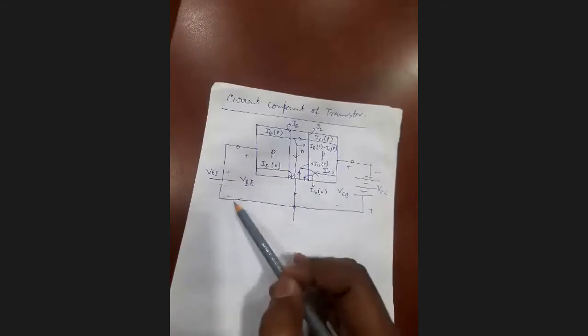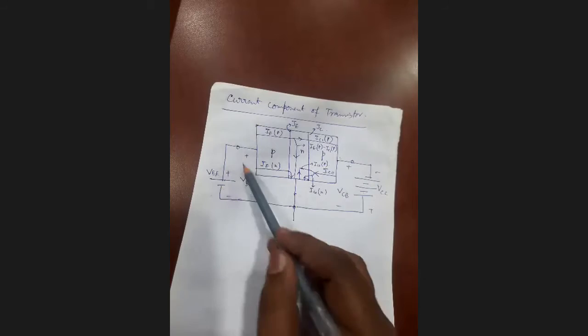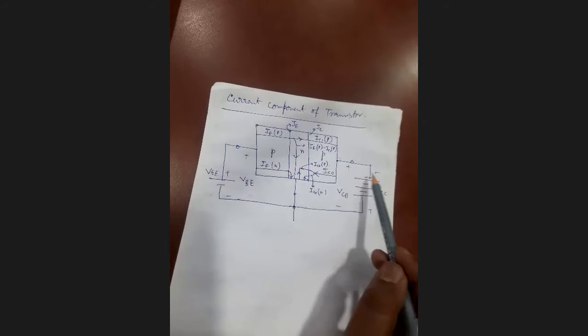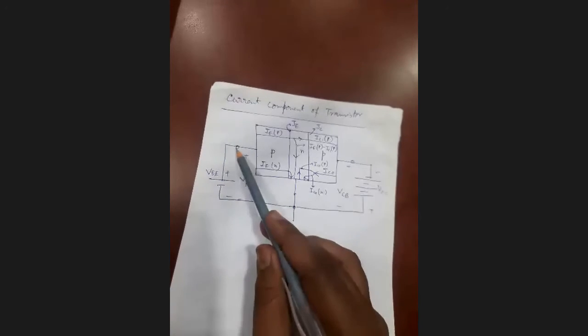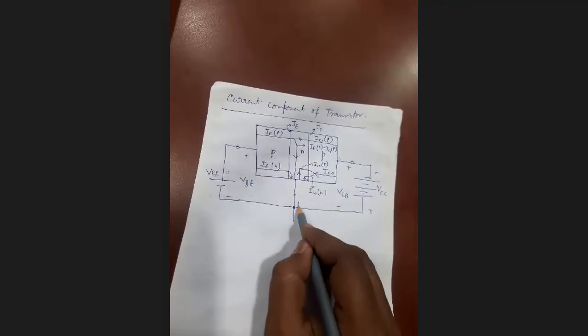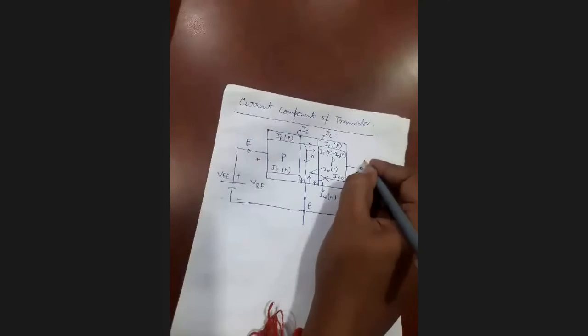So in the input side, it is forward bias. This is plus and this is the P type. So forward bias on the input side, reverse bias on the output side. This voltage is considered VCB and this voltage is considered VBE. This is the base terminal, this is the emitter terminal and this is the collector terminal.